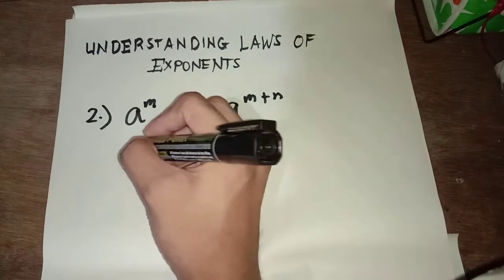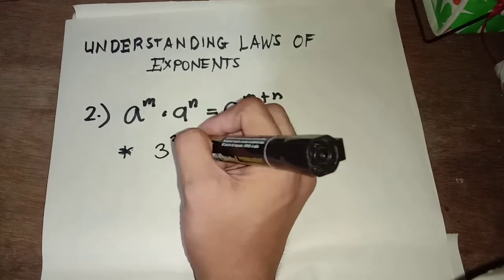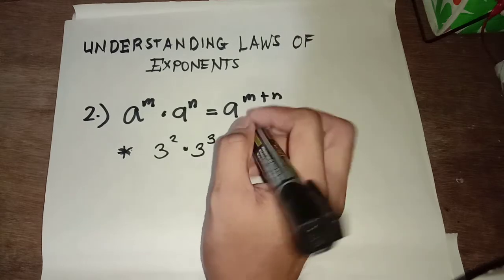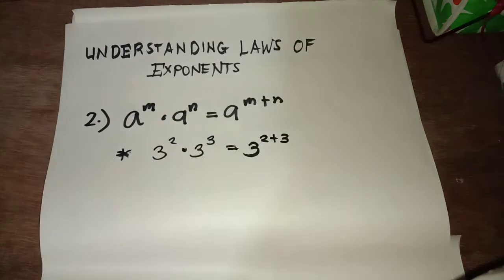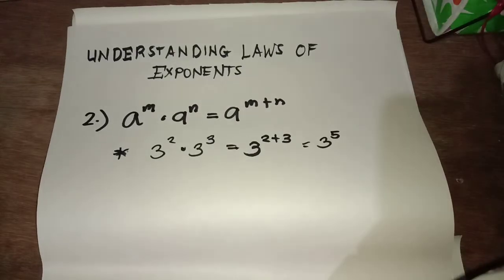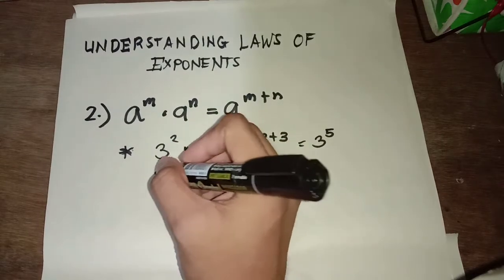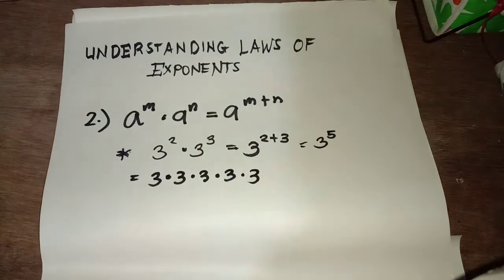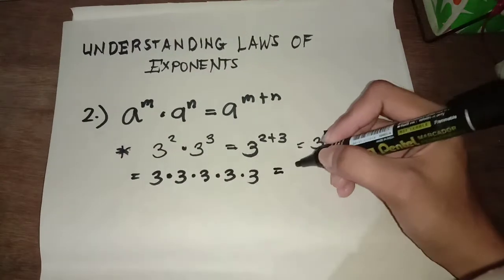Let's say for example we have 3 squared multiplied by 3 cubed. That means this is equal to 3 raised to 2 plus 3, that is equal to 3 raised to 5. This simply means that we multiply the 3 five times, that is 3 times 3 times 3 times 3 times 3. Simplifying this further, this will be equal to 243.